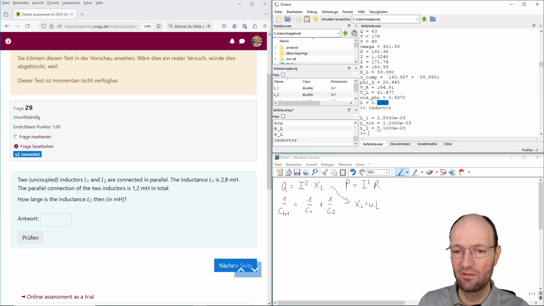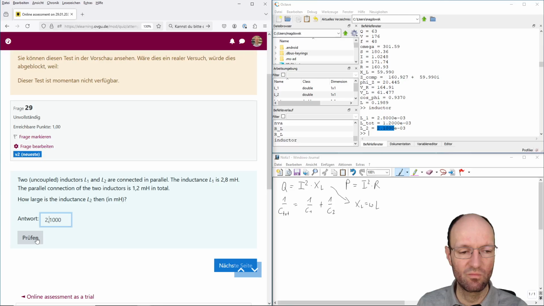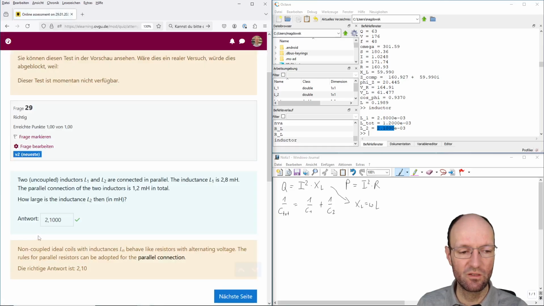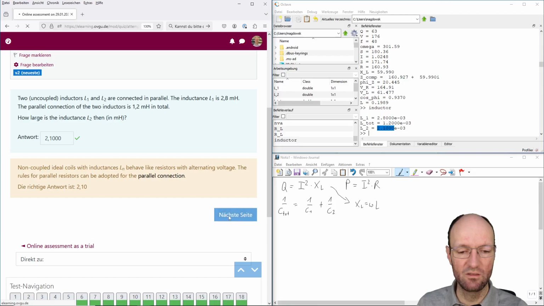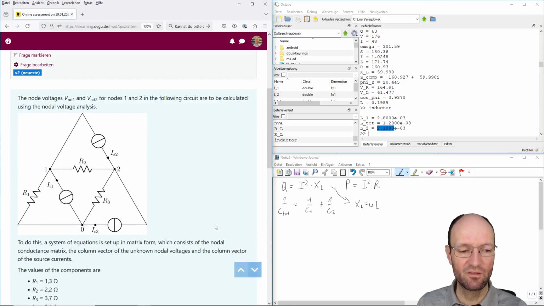And let's calculate. And so then the second inductance should be 2.1. Quick check, if we have 2.8 and 2.1 in parallel, the total inductance could be 1.2, something like this. This makes sense. So let's check. And this is right. And so we have finally the last question.